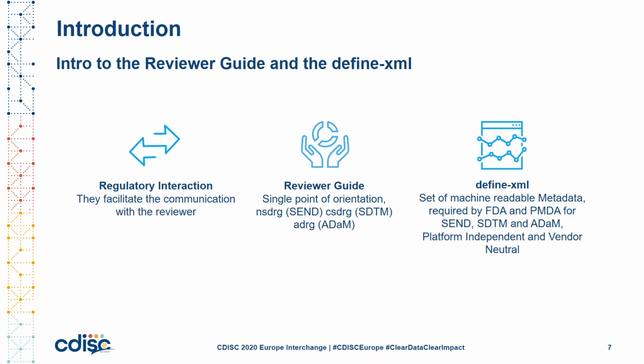The Reviewer Guide, together with the Define-XML, becomes a critical piece in the submission, as it facilitates the communication with the reviewer. The Reviewer Guide, either the Nonclinical or Clinical Study Data Reviewer Guide, respectively for SEND and SDTM, and the Analysis Data Reviewer Guide for ADaM, is the document that will drive the reviewer once he or she receives the data submission package. It is probably the first file they will open when they start looking at your data submission package. Some sections are key. In particular, the conformance section, where sponsors have the opportunity to explain unresolved issues by providing, hopefully, a clear rationale.